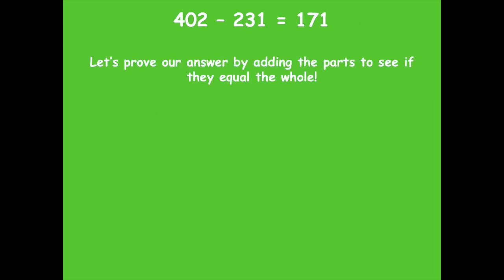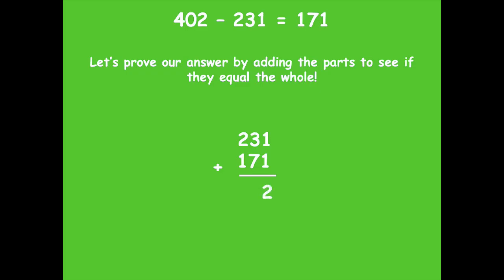Now remember, we can prove our answer by adding the parts to see if they equal the whole. This is always an important step to check your subtraction. So let's add those two parts, 231 plus 171. If we get 402, then we solved our subtraction problem correctly. So we start in the ones place. 1 plus 1 is 2.